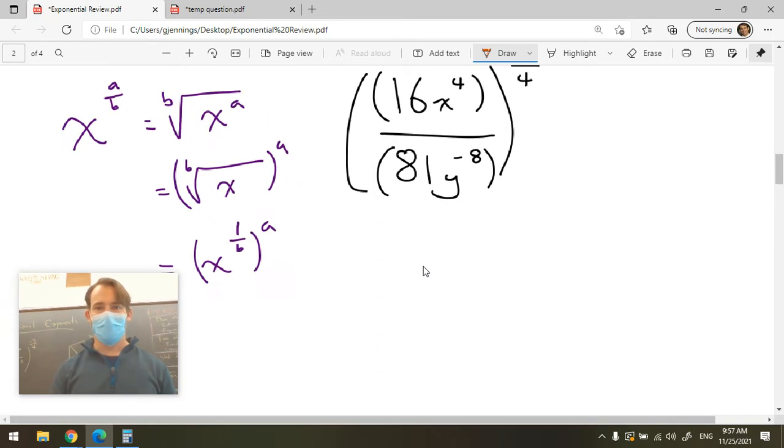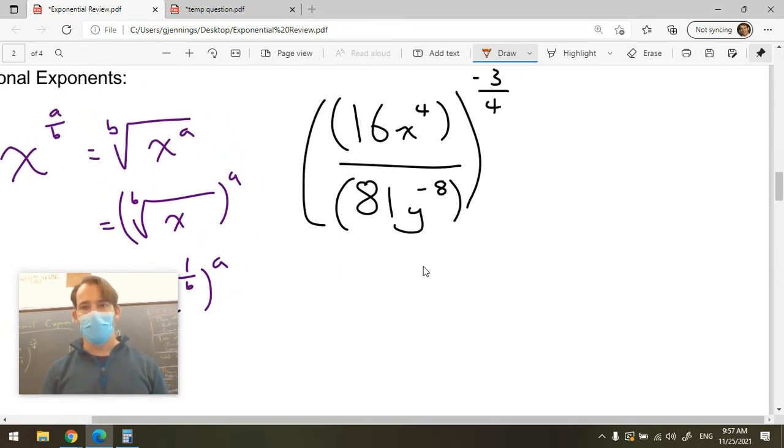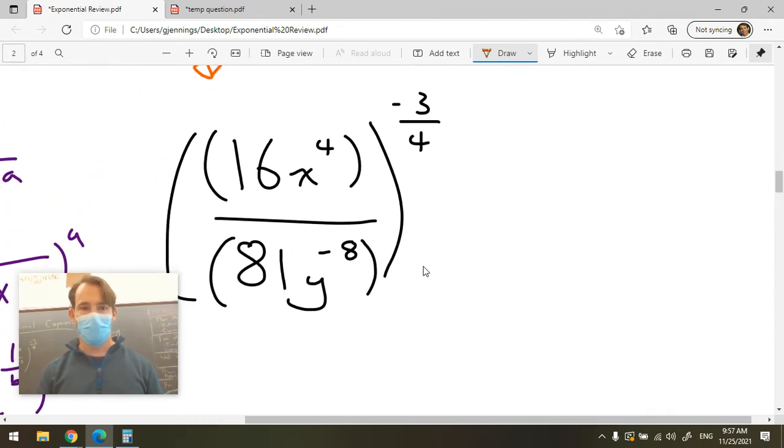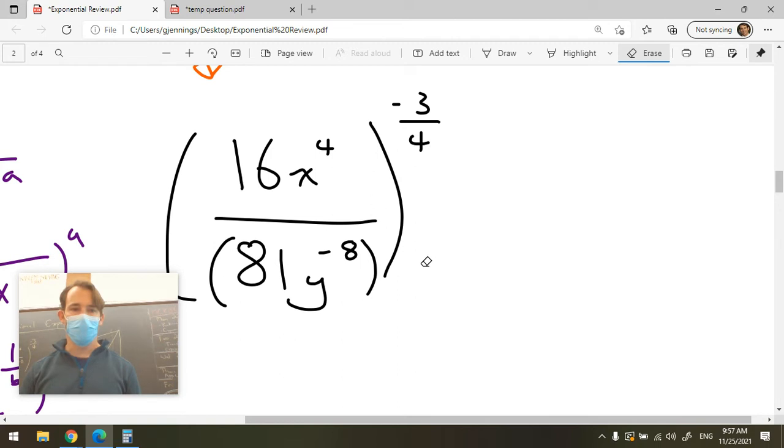Here's a doozy. Let's take a look at this one. 16x to the 4 over 81y to the negative 8. I have some extra brackets here. They're not incorrect, but they're superfluous. Let's remove them. Okay. And let's evaluate.